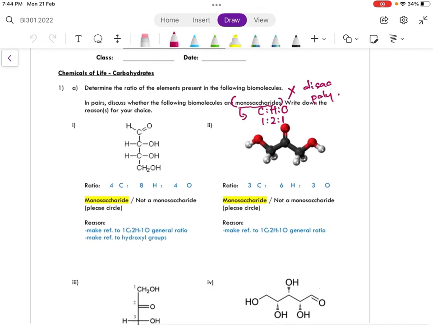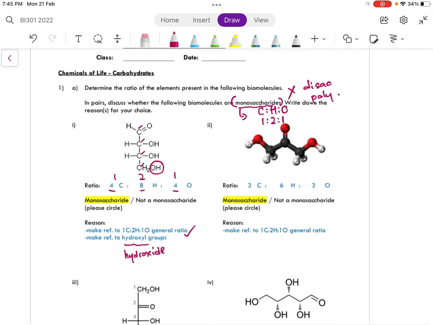First question, if you were to give a count of all the carbons and hydrogens and oxygens, you'll find that there are 4, 8, and 4. That follows the ratio of 1:2:1, and that fits the idea of a monosaccharide. Another characteristic of monosaccharides or sugars is that they come with hydroxyl groups. Please take note that the spelling is hydroxyl, not hydroxide. They are two very different things.